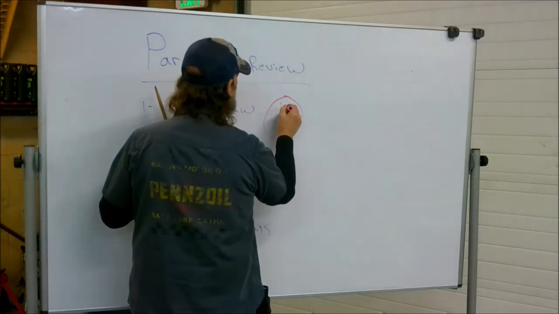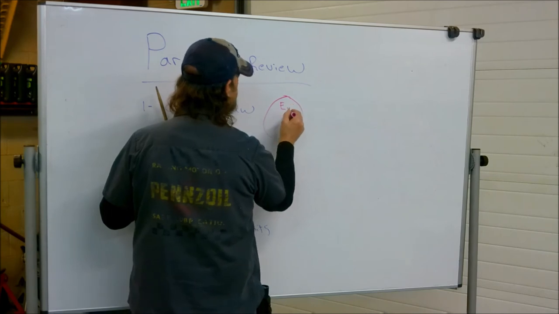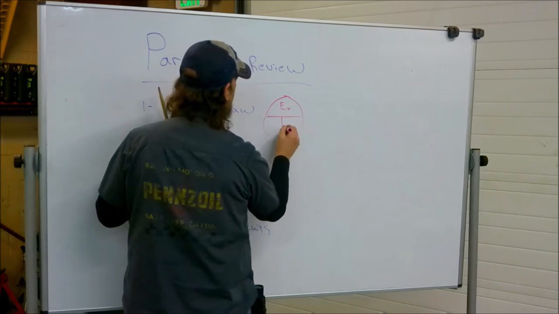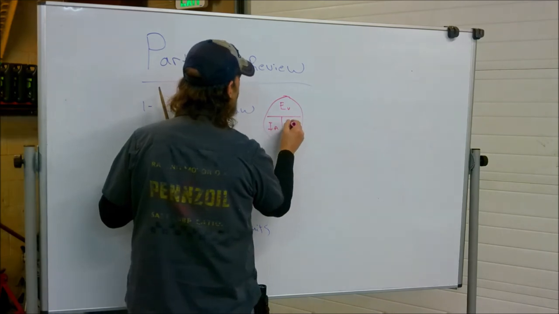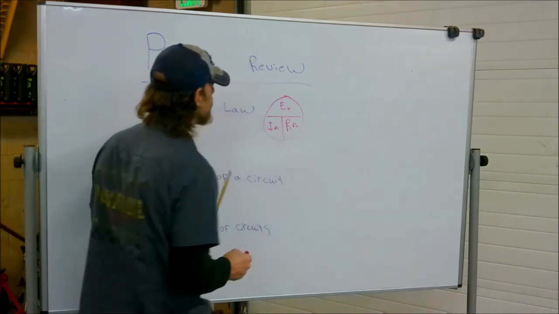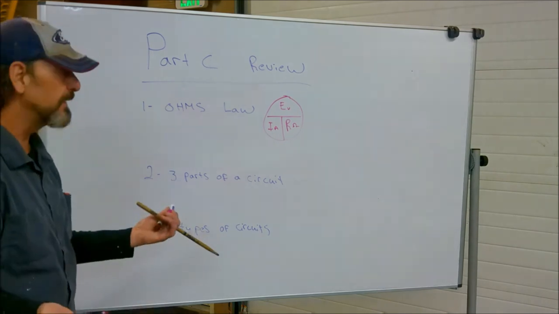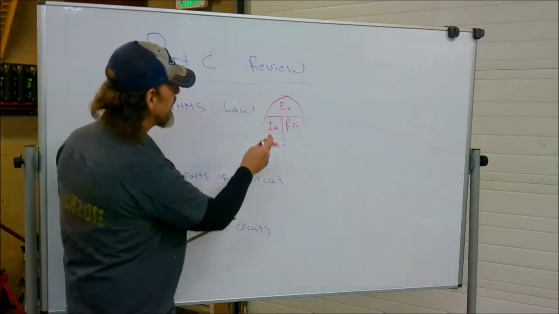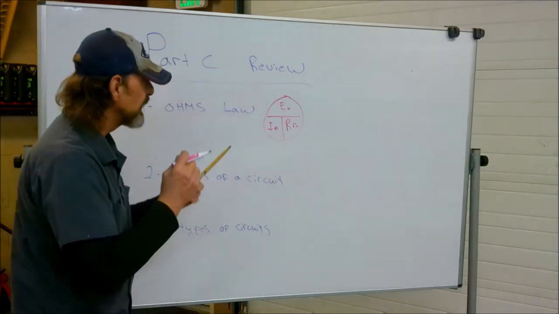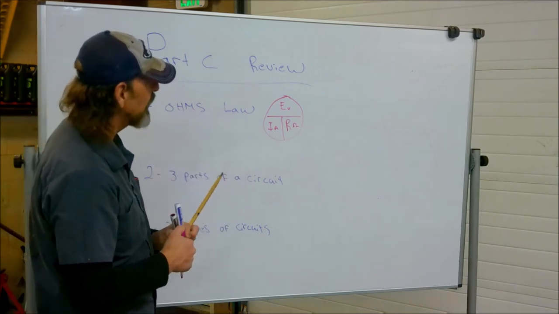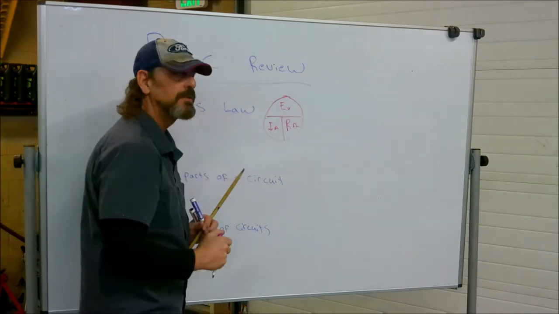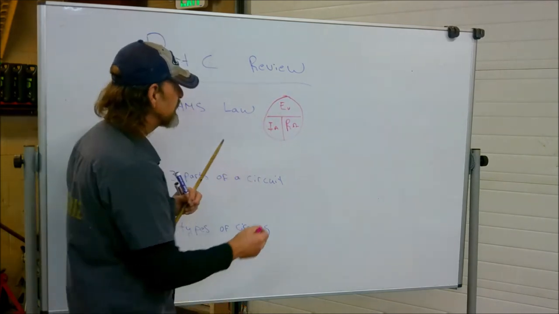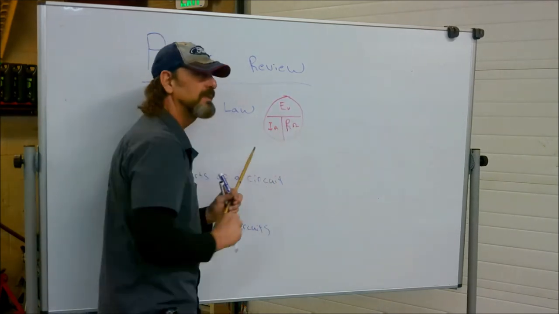We put E for voltage, or I'll just put a little subheading there. I for amps, we'll put an A there, and R for resistance, we'll do the horseshoe there. If we don't know what the voltage is, we cover it up and we take the amps times the resistance. If we don't know what the amps are, we cover it up and we divide the resistance into the voltage. If we don't know what the voltage is, we simply times the amps times the resistance.